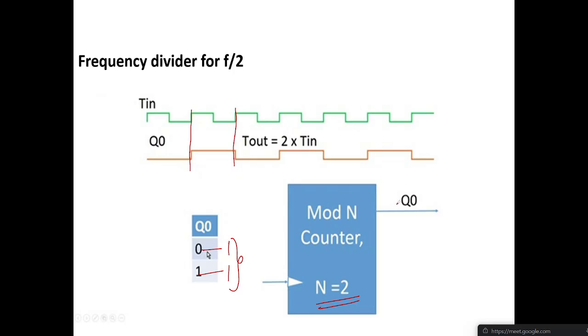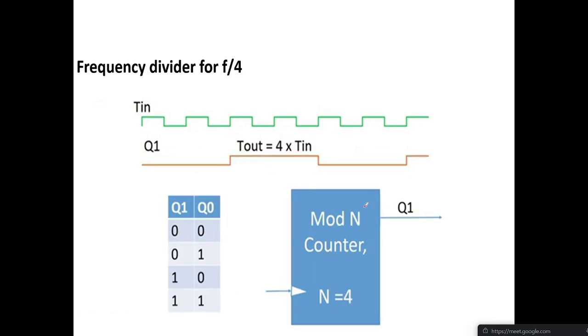50% means no need to apply the negative edge trigger D flip flop or positive edge trigger D flip flop. Simply design it with a mod 2 counter, down count. Okay, understood? Shall I move forward? Yes, sir. Understood.